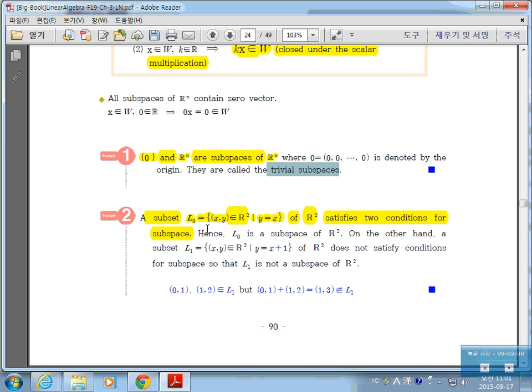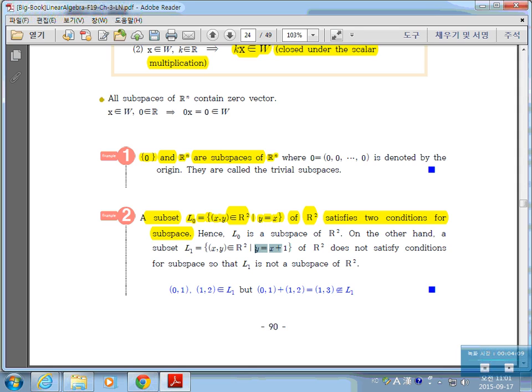And here is one other example. L0, y equals x in R2, a line passing through the origin. If you choose any two points from here, x1, y1 and x2, y2, that satisfy this equation, then the addition of those two satisfies this equation, and the scalar multiple of x1, y1, which is kx1, ky1, satisfies kx1 equals ky1. So it satisfies two conditions. So it is closed under vector addition and scalar multiplication. So a line passing through the origin in R2 is a subspace.